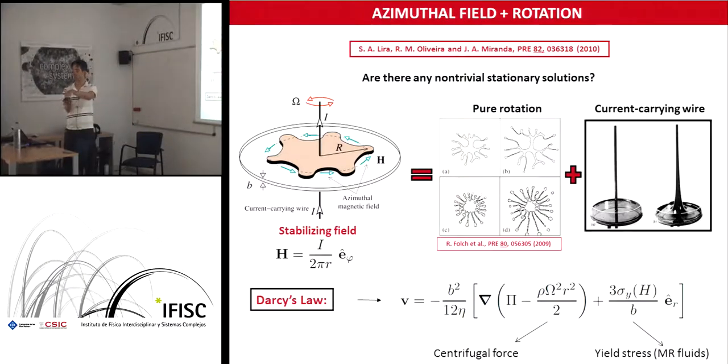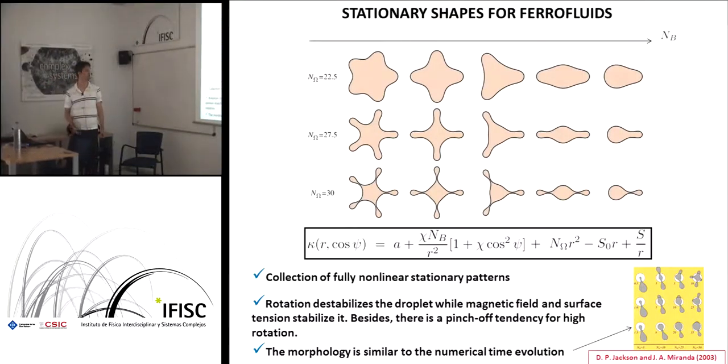If you now confine in a Hele-Shaw cell, this alone would not be able to produce instabilities. It would stabilize the circular drop even more. But rotation is destabilizing. So we are rotating the Hele-Shaw cell and applying the field of a current-carrying wire, trying to find a stable solution. We write down Darcy's law with magnetic terms. This is just an extra term if you want to include more complicated magnetic suspensions, which are magnetorheological fluids. I won't get into details of it.